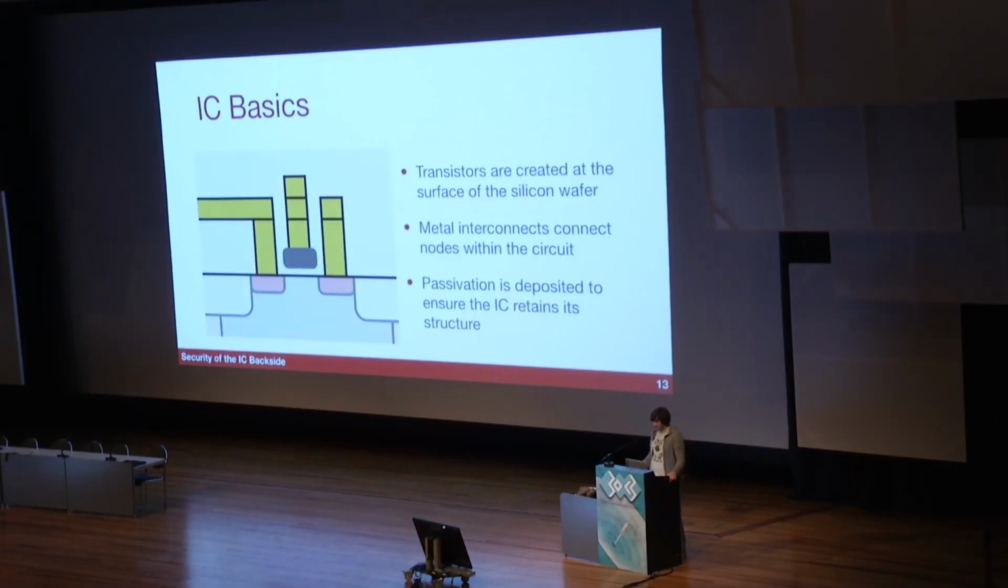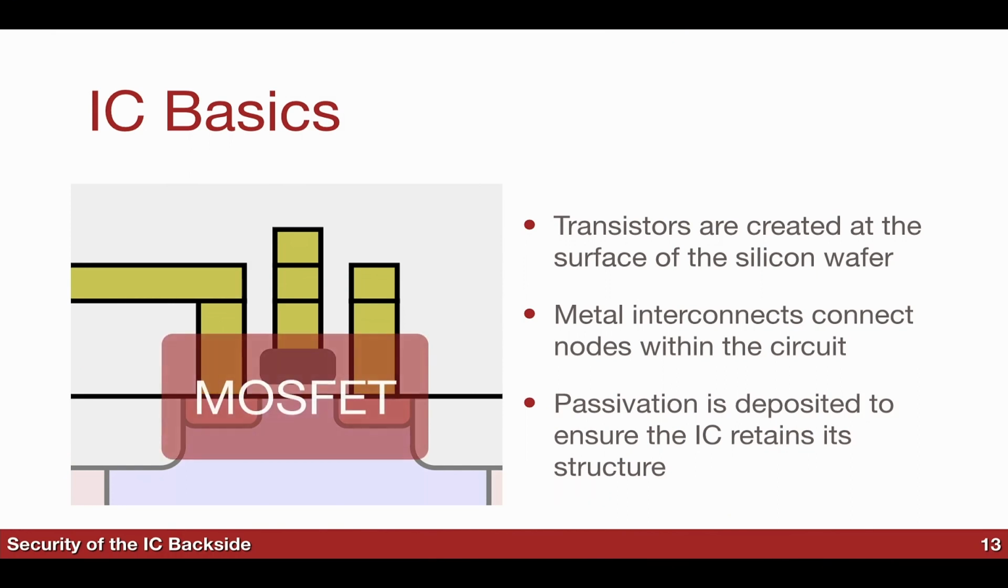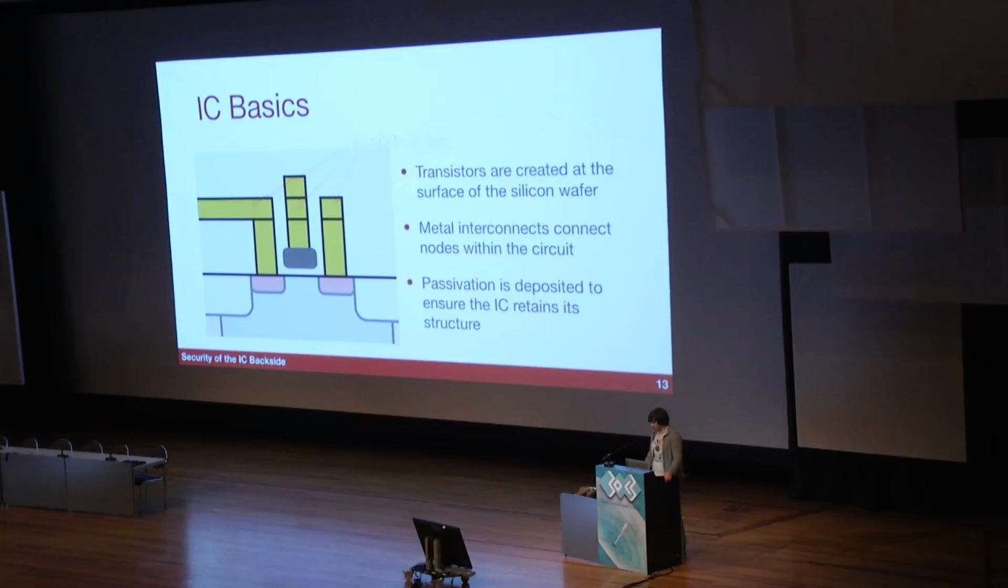So what's IC reverse engineering? Transistors are created at the surface of the silicon wafer. On top of that, we have interconnects going around, connecting the different circuit nodes, and basically you have passivation around it. In this picture, the MOSFET is here in the middle, and around it you have passivation. On top of it you have this metallization. Like I talked about, these are the metal interconnects, and around them you also have this isolation, which provides the chip structure and allows you to deposit layers on top of it, et cetera.